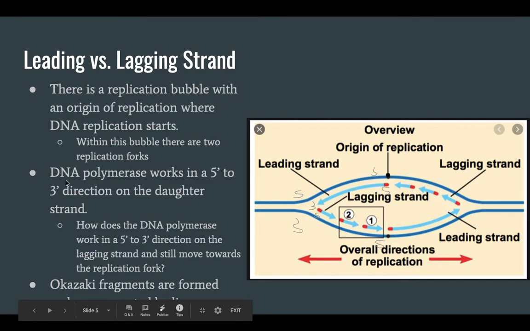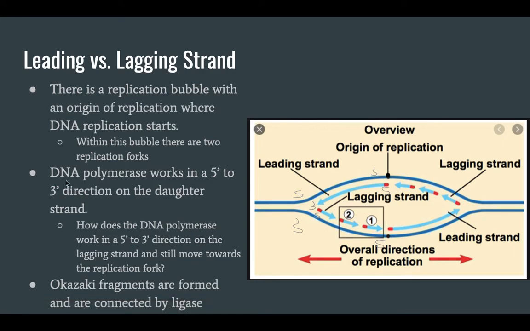It's also important to remember that DNA polymerase works in a 5' to 3' direction on the daughter strand, and a 3' to 5' direction on the parent strand. Let's start by looking at the leading strand. DNA polymerase works in a 5' to 3' direction, and that's how the leading strand is synthesized, in a 5' to 3' direction, or a 3' to 5' direction on the parent strand. And let's look at the lagging strand now.